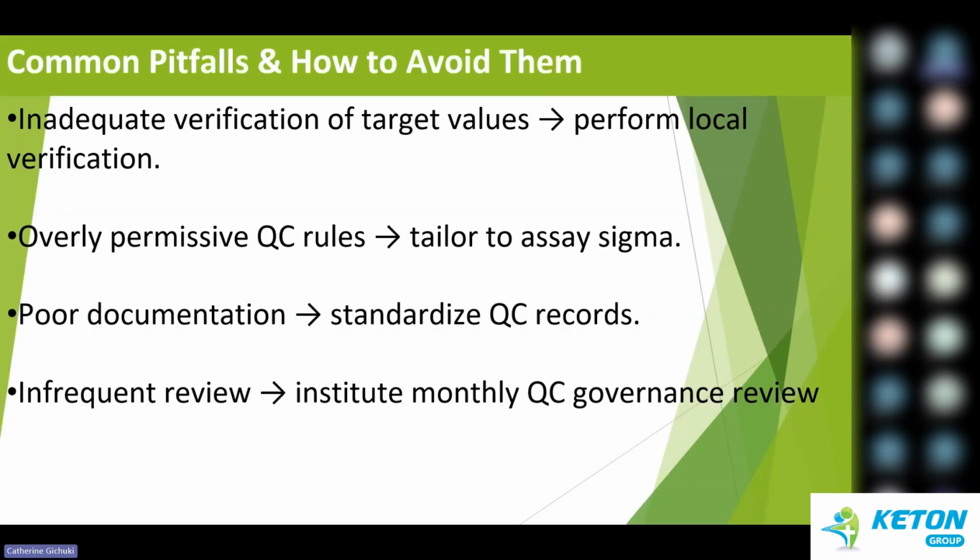The SD, the sigma, how is it behaving? That is how you are supposed to adjust. Then there is poor or inconsistent documentation. When you miss QC records, of course, even the audits or investigations become weakened.